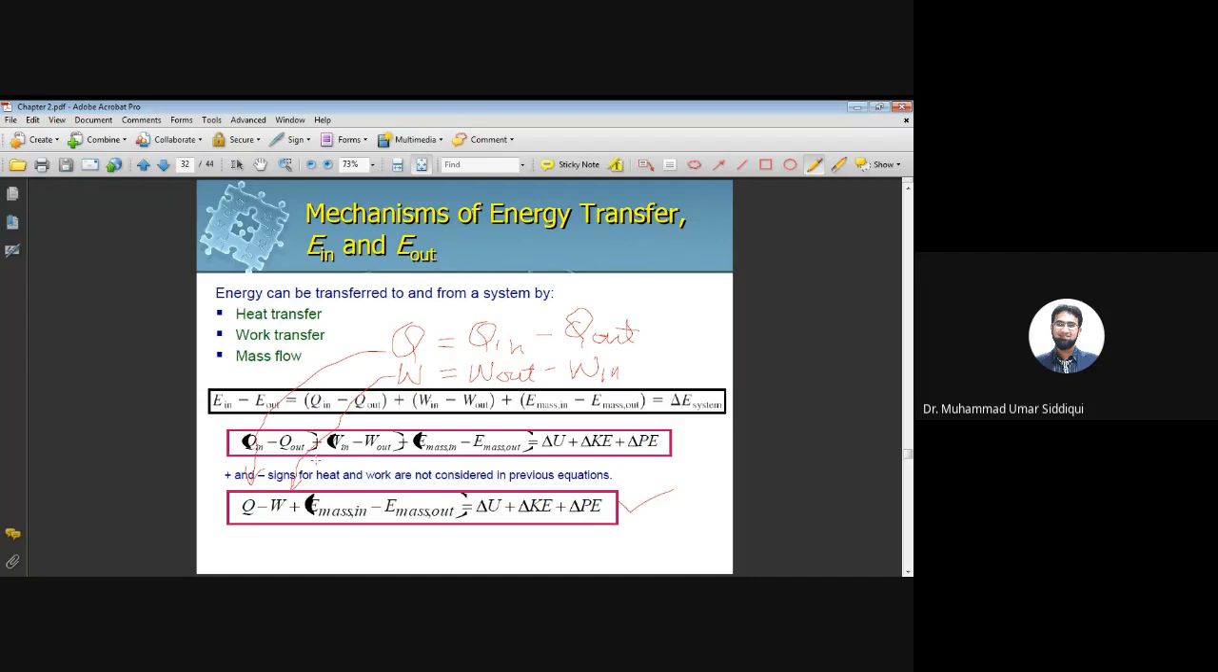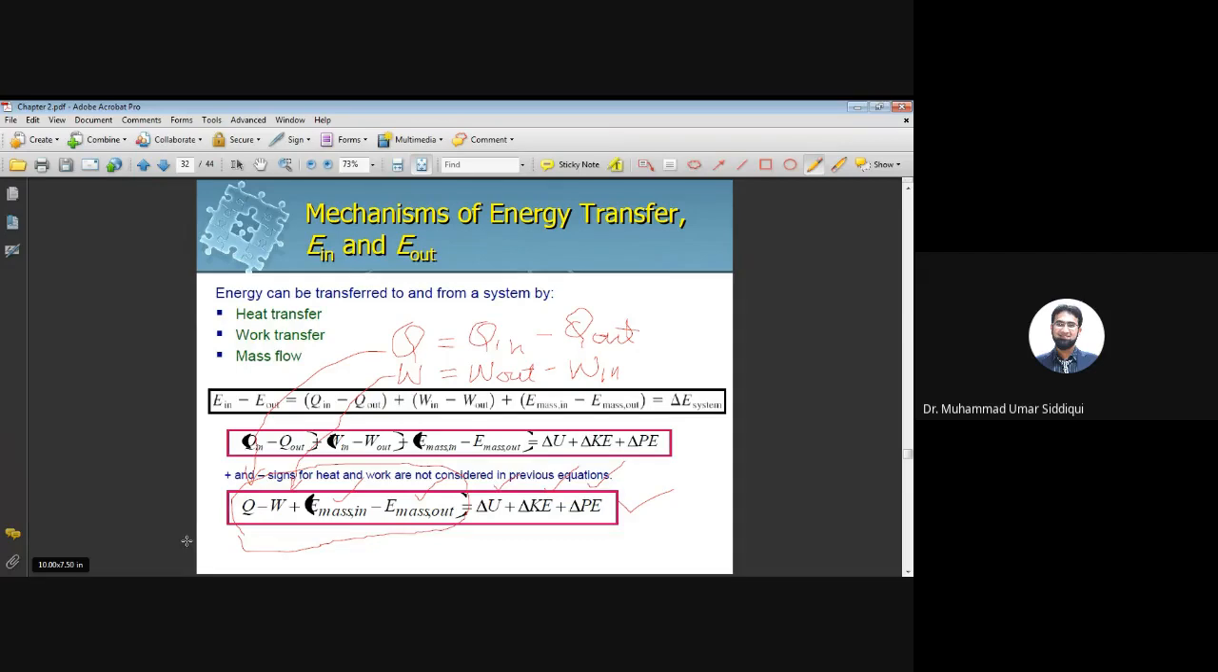So we have net heat in minus net work out is equal to the total energy of the mass going in minus the total energy of the mass going out through the boundary. This is all what is happening on the boundary. This is equal to whatever change occurs within the system itself. It could be the change in kinetic energy, the change in potential energy, or the change in the internal energy of the system. So this was the main equation we developed last time.